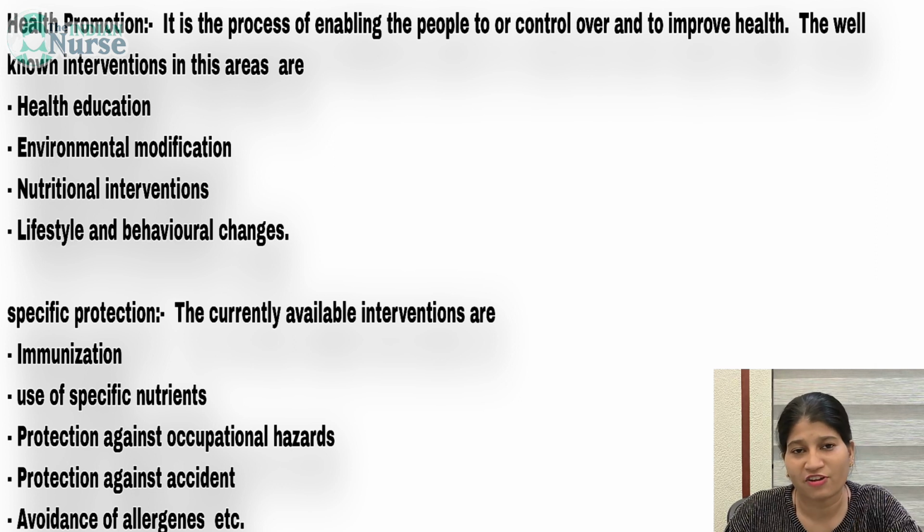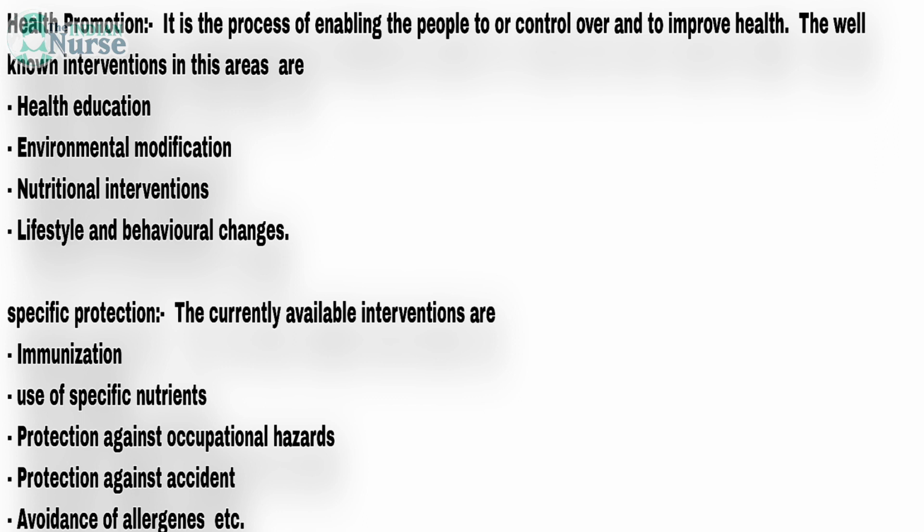For example, for corona there is immunization. For certain diseases, the use of specific nutrients cures them. So that is what is given here. So this is about primary prevention: health promotion and specific protection.